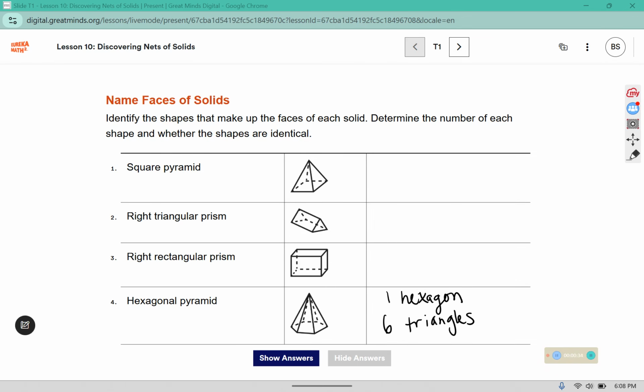Now, if it was specific and it told us it was a regular hexagon, then we would be able to say that the triangles may be identical. However, it doesn't specify that this hexagon is a regular hexagon. So we might have a longer side and then a shorter side. And so then the triangles that are coming off of it are going to have different size bases. So they don't necessarily need to be identical.